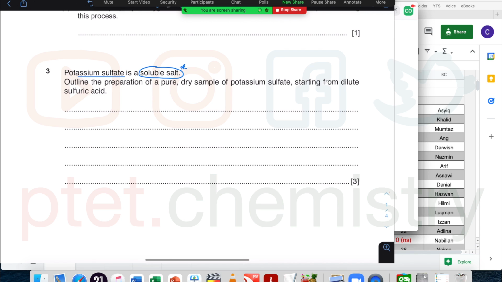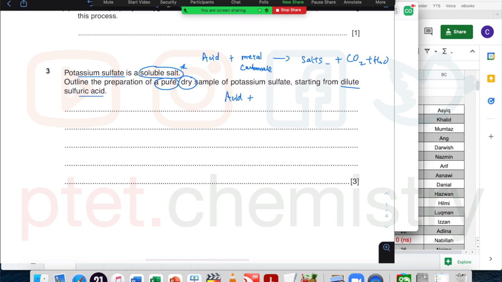Soluble salt. So you want to get a pure dry sample from the dilute sulfuric acid. Acid reacts to form salt. Acids do not react with salt. I repeat again, acids do not react with salt. Acid reacts with something to give you salt. Acid reacts with metal carbonate. As you know, carbonate reacts with acid to give you salt, CO2 and water.